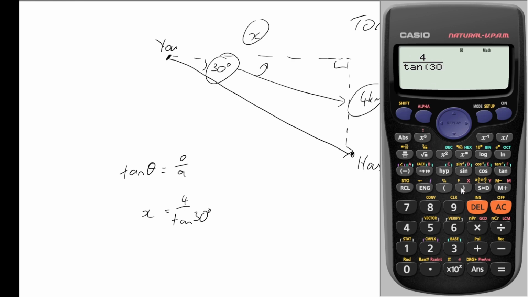Again, this will give us an error if we don't close the bracket, so let's do that. And we end up with a value of 6.9 kilometers. So what that means is we are 6.9 kilometers across from the house. So if we wanted to fly until directly above the house, we're going to fly another 6.9 kilometers.